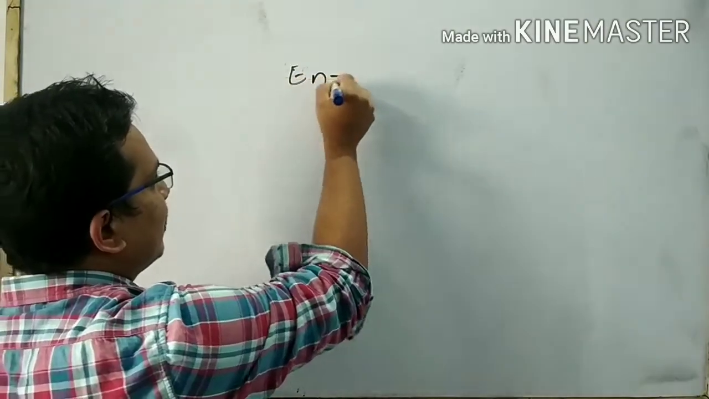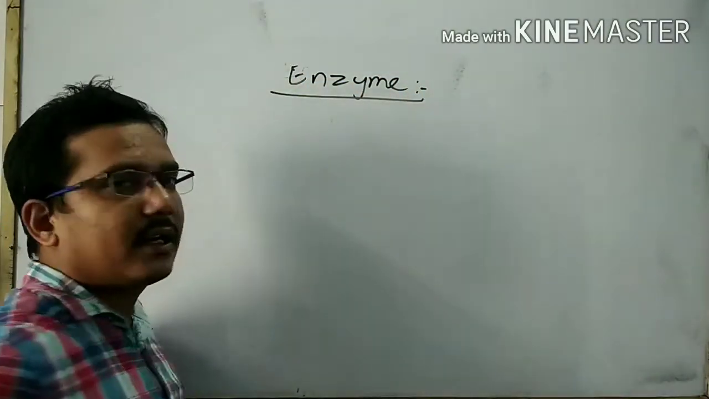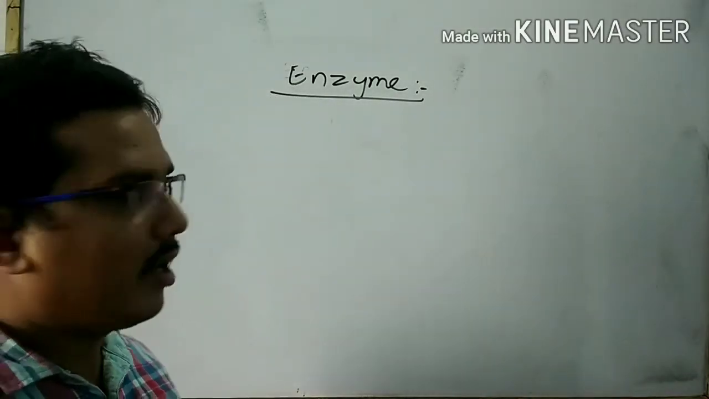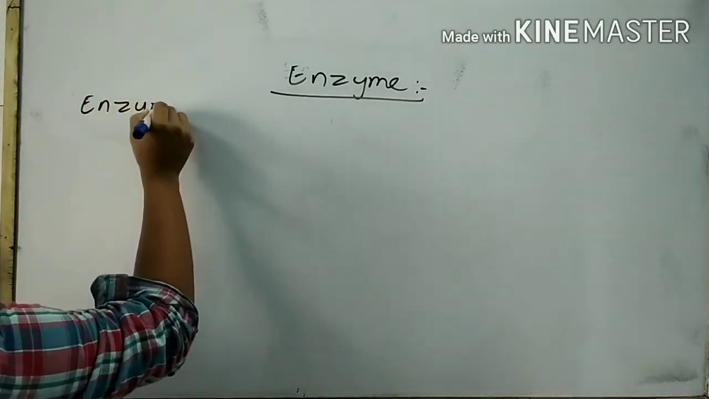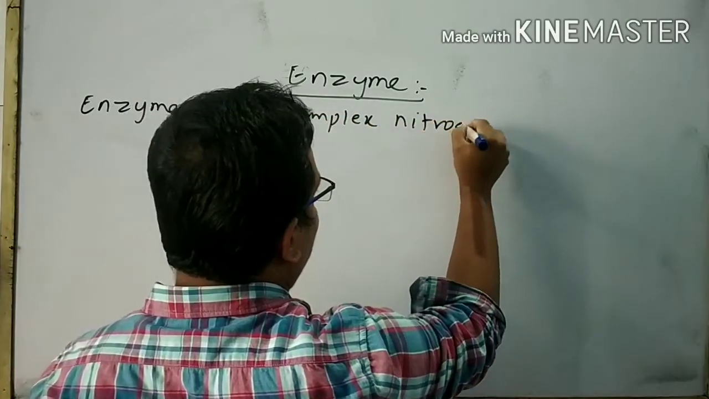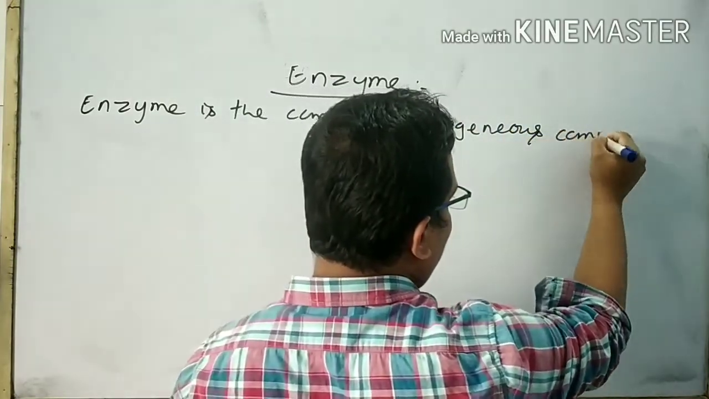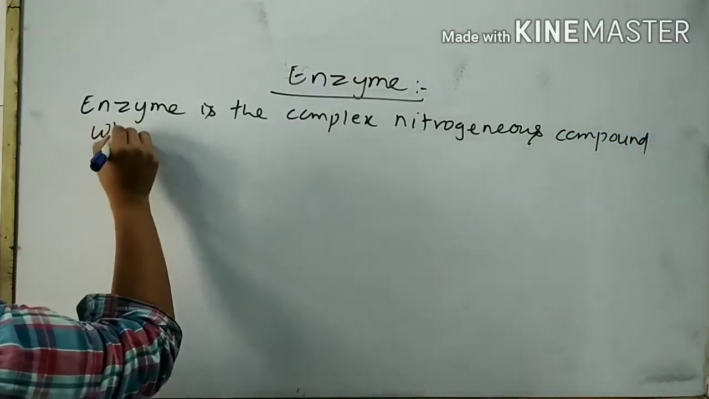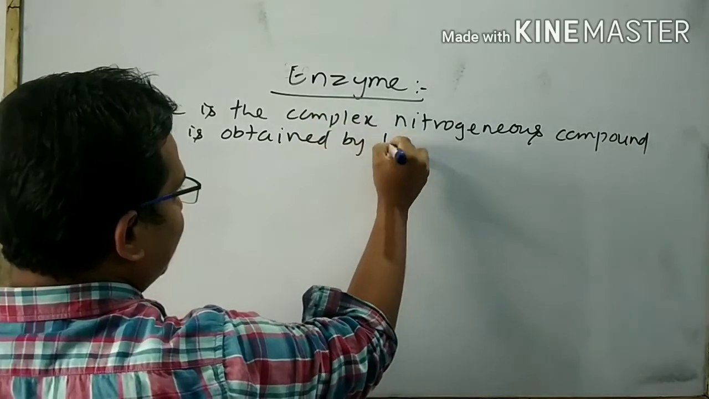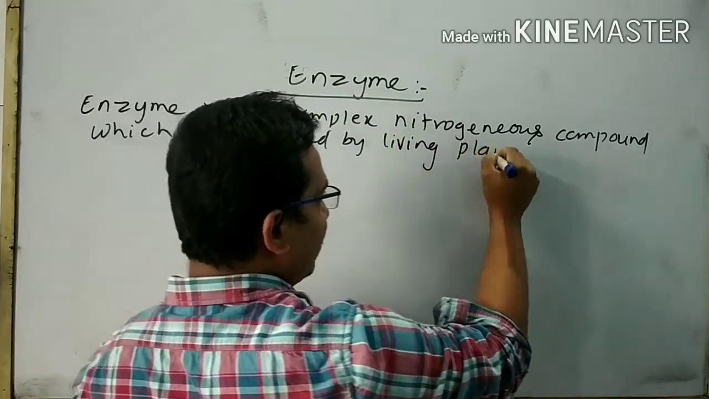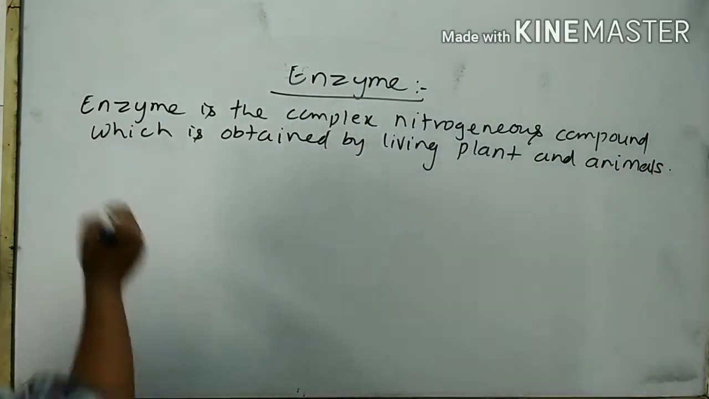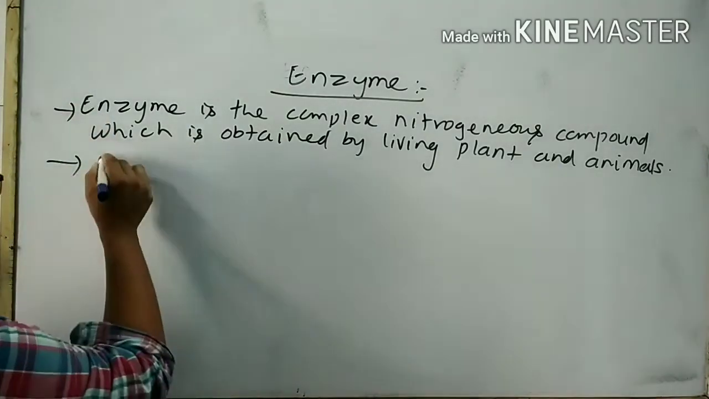Now I will discuss enzymes. Enzymes are complex nitrogenous compounds which are produced by living plants and animals. So we can write: enzyme is a complex nitrogenous compound which is obtained by living plants and animals. Enzyme is a biocatalyst.